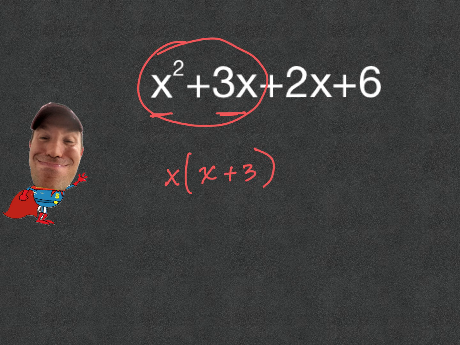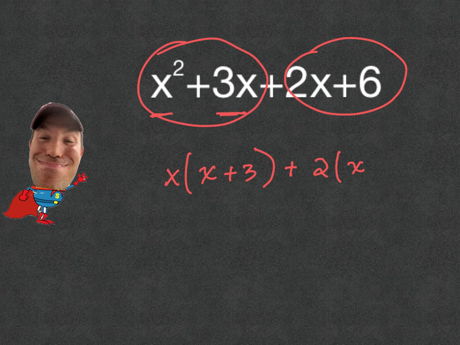Can we do the same for the next two terms? Yes, we can. We can factor out a 2, right? The next two terms. So plus, we're going to have a plus 2 times x plus 3, okay?